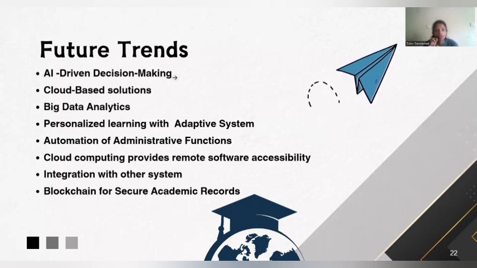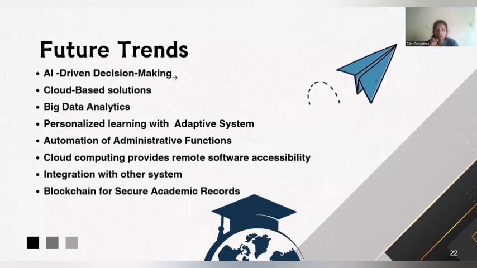And the sixth one is cloud computing providing remote software accessibility. And the seventh one is integration with other systems. Educational institutions are increasingly integrating management information systems with other digital systems such as e-learning platforms, student information systems, and AI-powered assessment tools. This is to ensure that all educational processes from admission to graduation are interconnected, improving efficiency and user experience.